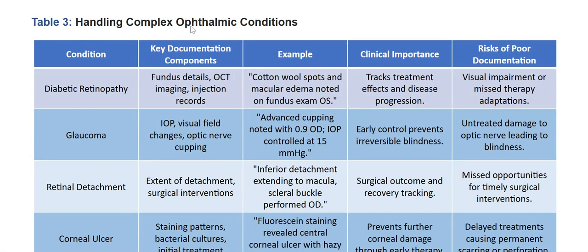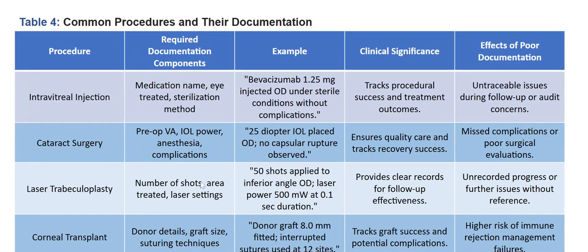Table on handling complex ophthalmic conditions. Condition, key document components, example, clinical importance, risks of poor documentation. Conditions, we have diabetic retinopathy, glaucoma, retinal detachment, corneal ulcer, AMD, wet form, wet age-related macular degeneration.